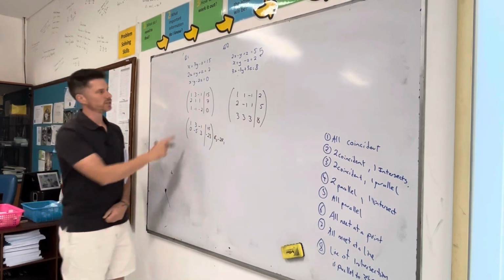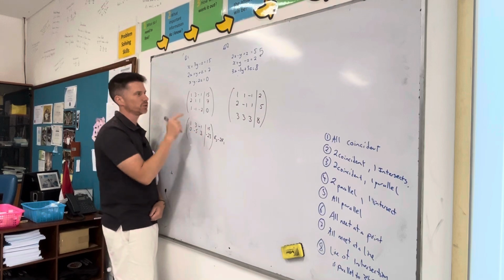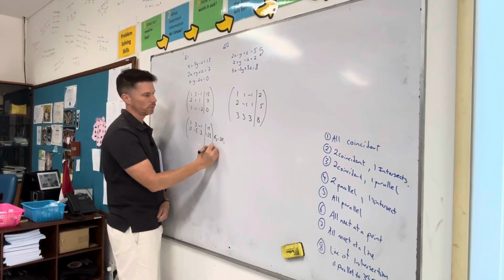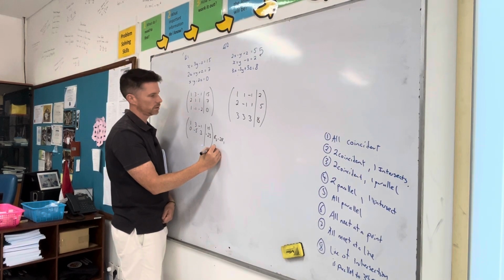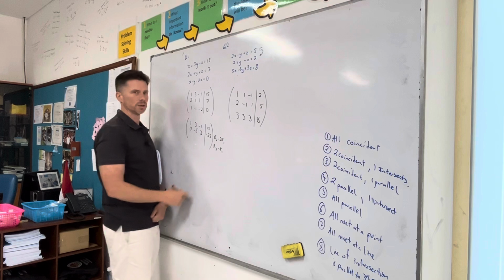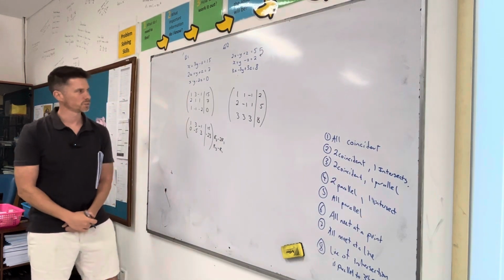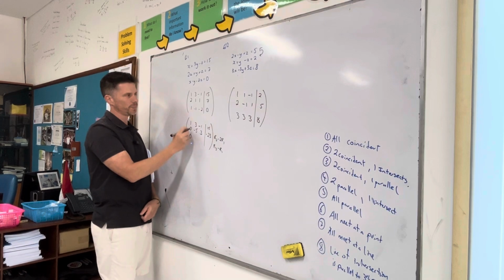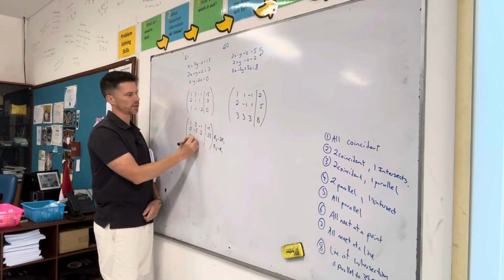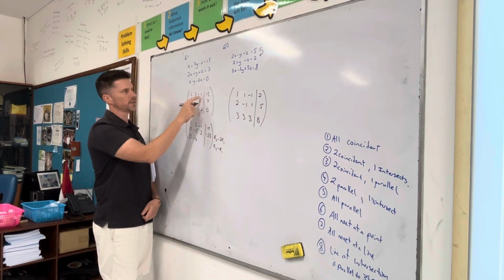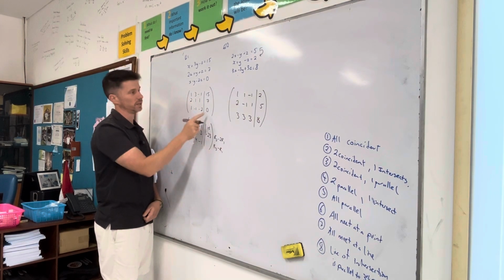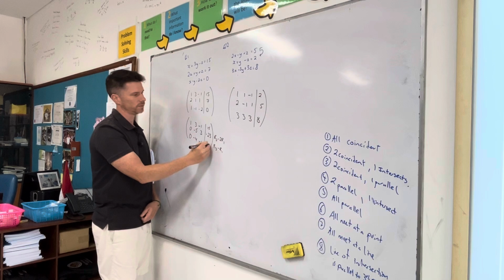I have to make a 0 here as well, so I'm going to use row 1. Row 3 take away row 1. Row 2 minus 2R1, twice row 1. I'm going to subtract these two because 1 take away 1 is 0. This, take away this is negative 4. This, take away this is negative 1. And this, take away this is negative 15.